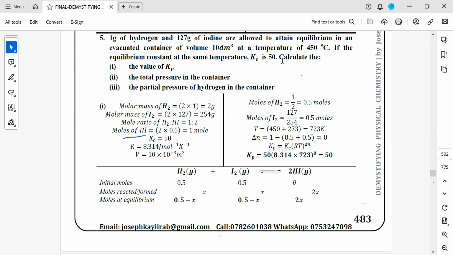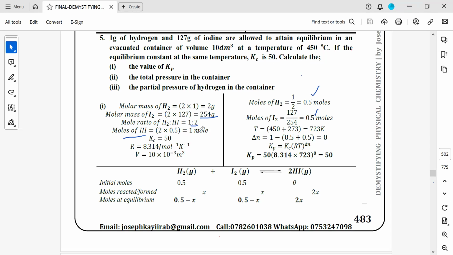So I was saying we have the molar mass. Of course, molar mass is 2 grams for hydrogen, and for iodine it is twice the atomic mass, and then you have 254. And of course the mole ratio between hydrogen and hydrogen iodide is 1 to 2, and the number of moles of hydrogen iodide are 2 times 0.5, which is equal to 1 mole. Because remember, if the mole ratio is 1 to 2 and the moles for hydrogen and iodine are the same, which is 0.5, we multiply them by 2 to give us 1 mole.